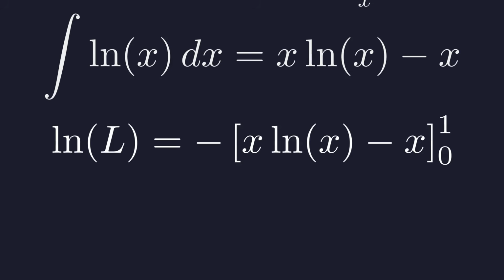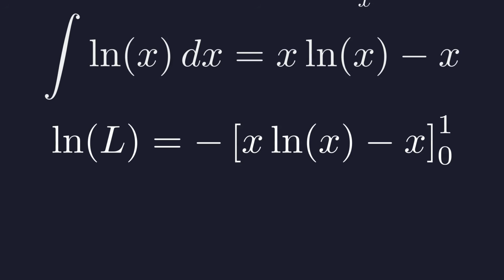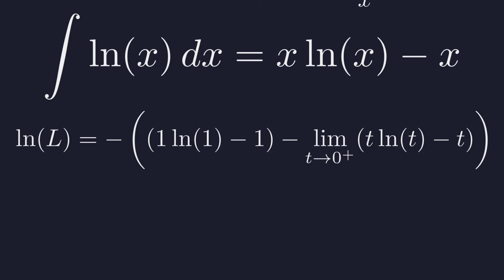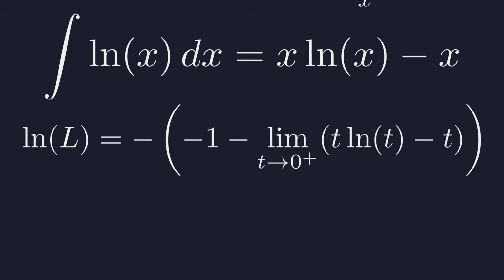At 1, the natural log is 0. At the lower end, we take t approaching 0 from the right. That first part contributes negative 1. So we have negative 1 minus the remaining limit. We need the limit of t times natural log of t. As t goes to 0, that's an indeterminate product.